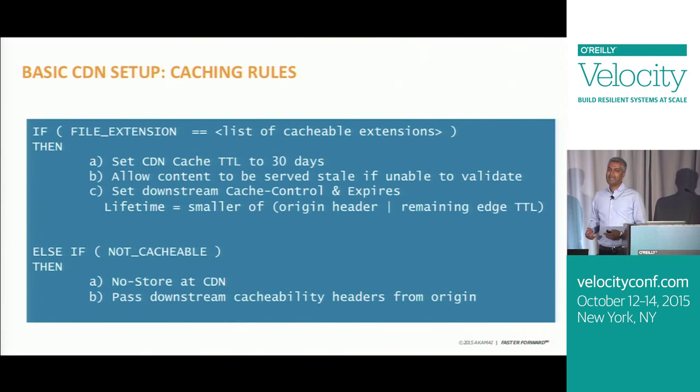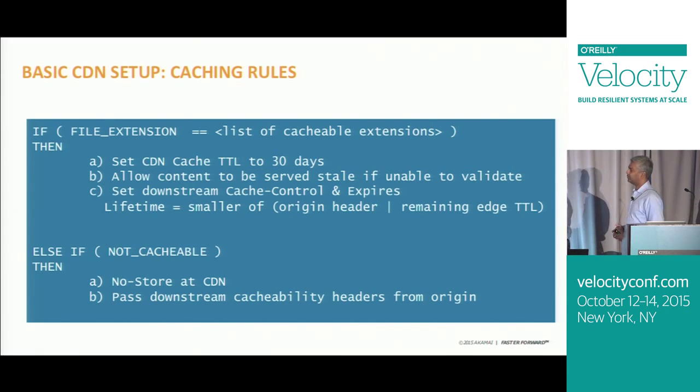Here's where I'm going to match on what to cache. In this case, my logic depends on the file extension. So if the CDN gets a request for a file extension that it knows about, in this case it's going to be a long list of JPEGs, PNGs, etc. It will also be JavaScript and CSS files. It's going to set a TTL of 30 days at the CDN. It's going to set a smaller TTL downstream, right?